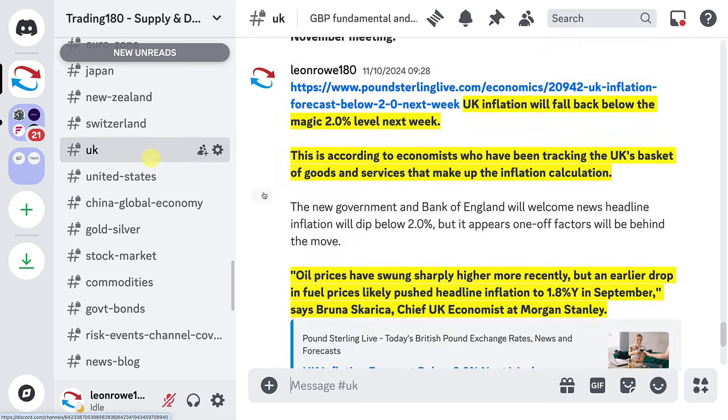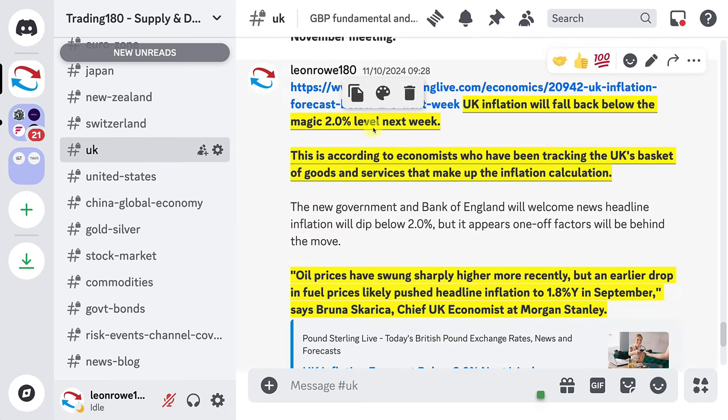United Kingdom channel. It says here that inflation will fall back below the magic 2% level next week. This is according to economists who have been tracking the UK's basket of goods and services that make up the inflation calculation.